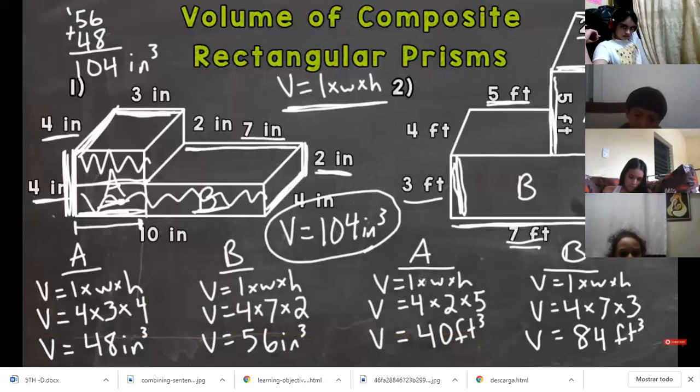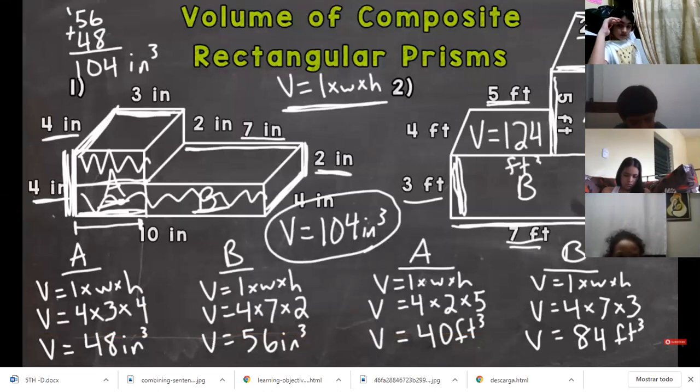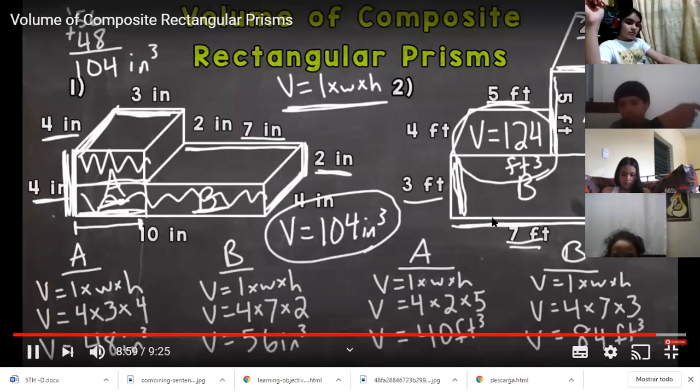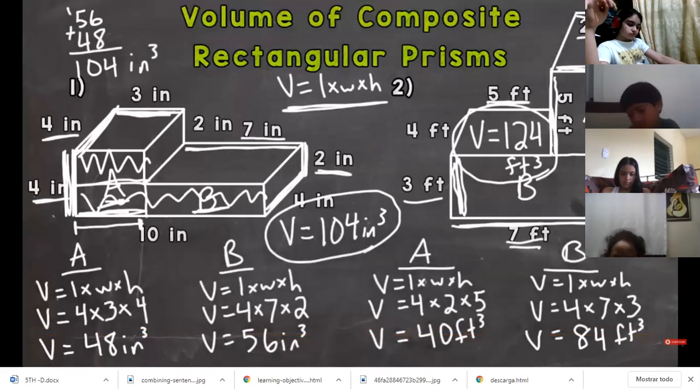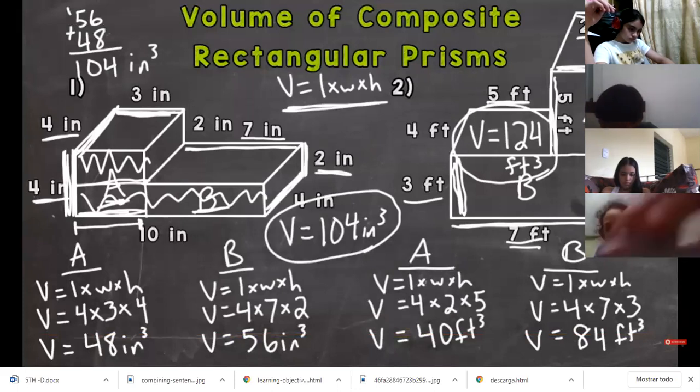So I'm going to write it inside of our composite rectangular prism here, because I'm running out of room. So 124 cubic feet. So there you have it. There's how to calculate the volume of composite rectangular prisms. Break your figure down into 2 rectangular prisms and then add those volumes together to get the volume of the entire figure.